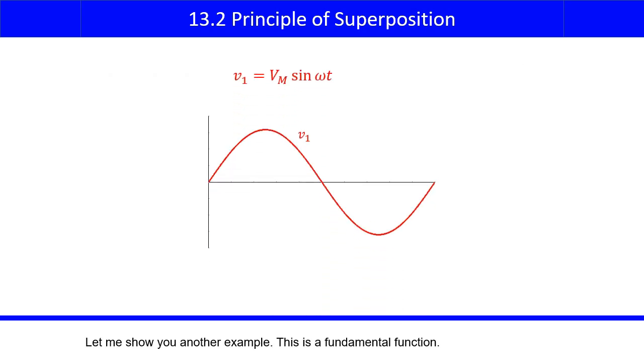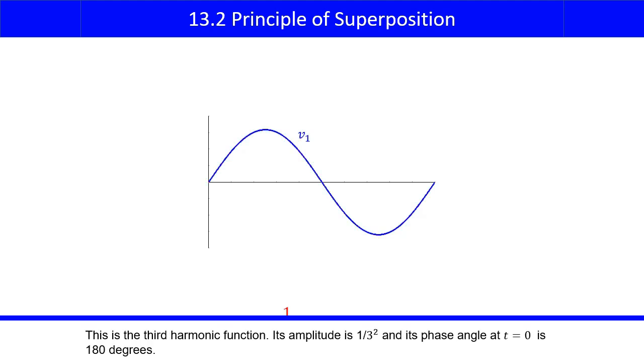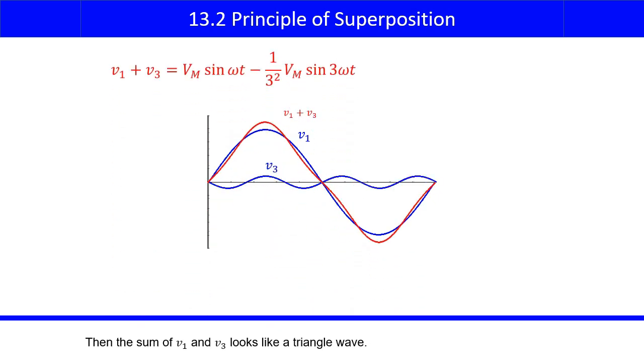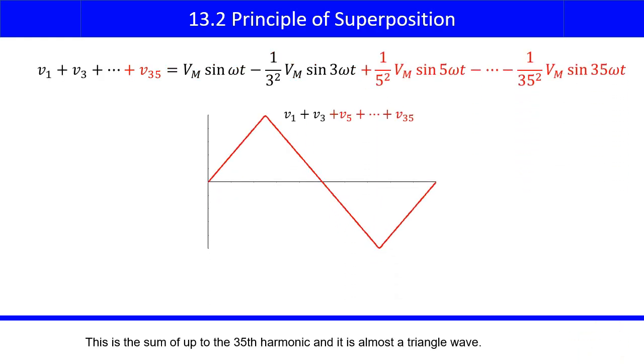Let me show you another example. This is a fundamental function. This is the third harmonic function. Its amplitude is 1/3 squared and its phase angle at t equals 0 is 180 degrees. Then the sum of V1 and V3 looks like a triangle wave. This is the sum of up to the 35th harmonic, and it is almost a triangle wave.